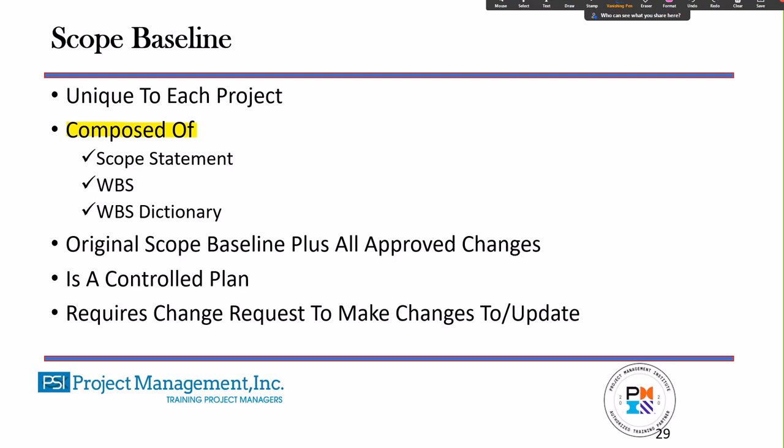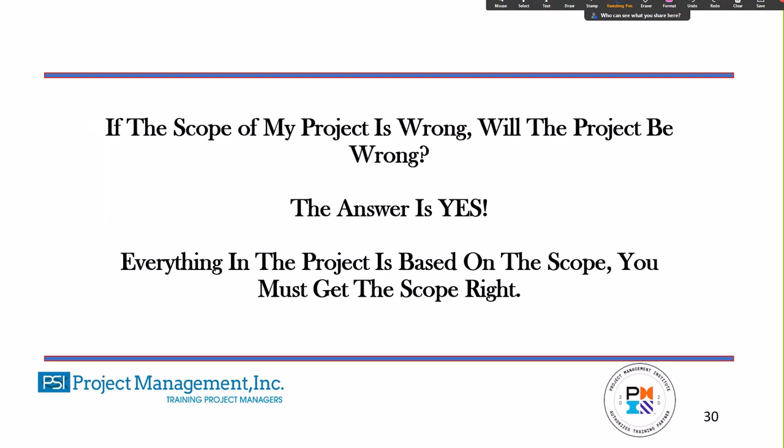So let's look at the original question. If the scope of my project is wrong, will the project be wrong? The answer is yes, most definitely. If you do not do enough scope development or you get it wrong, then the project will be wrong. Everything in the project is based on the scope. So when you're doing the scope of the project, you've got to get it right.